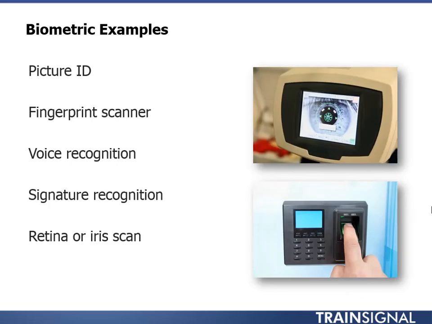So here are some examples of biometric devices. I've described all of these already, but you can see the two pictures on the right. The one on the top right is a retina scanner. It's taking a picture of the retina and then looking for little veins and other things inside the eye that are unique to us as an individual.